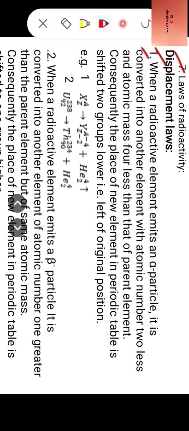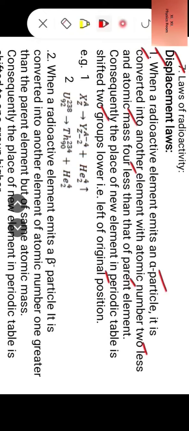First law: when a radioactive element emits an alpha particle, it is converted into another element with atomic number 2 less and atomic mass 4 less than that of parent element. Consequently, the place of new element in periodic table is shifted 2 groups lower, that is left of original position.